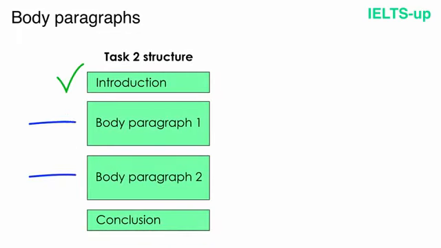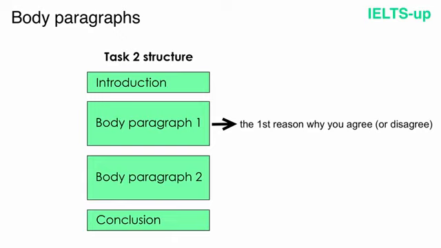Now we move on to the body paragraphs. For agree-disagree questions, it's good to structure body paragraphs in the following way. In body paragraph 1, write the first reason why you agree or disagree. Or in other words, write the first supporting point of your opinion. And in body paragraph 2, write the second reason why you agree or disagree. Your second supporting point.